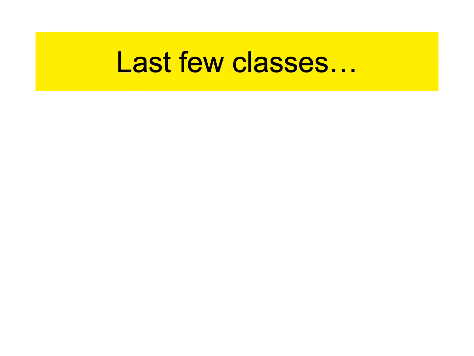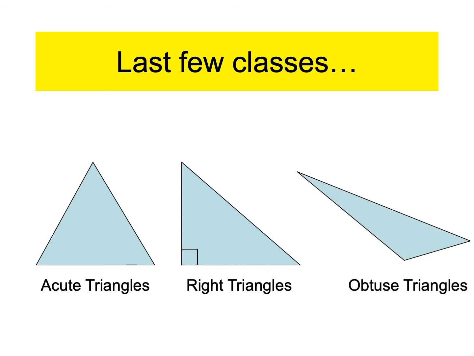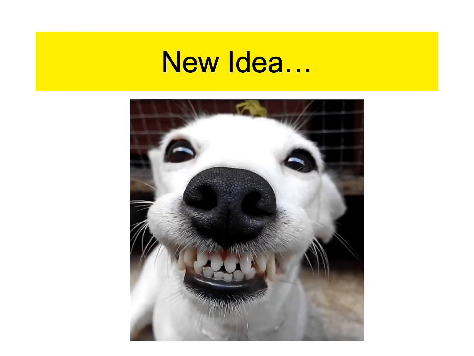So the last few classes we've been dealing with right triangles and the Pythagorean theorem. In previous classes we've done acute triangles and obtuse triangles. We're going to do all of them today, and we're going to do something about their angles and their side measurements. We're going to be doing a new idea. The new idea is this.